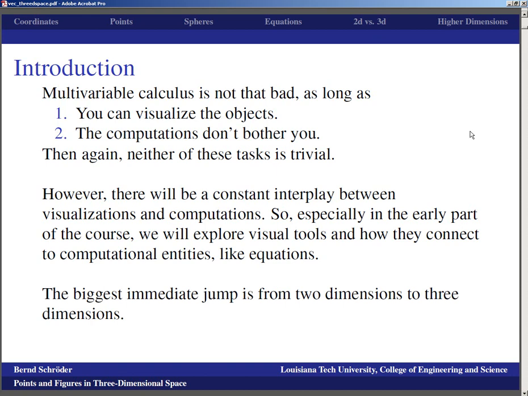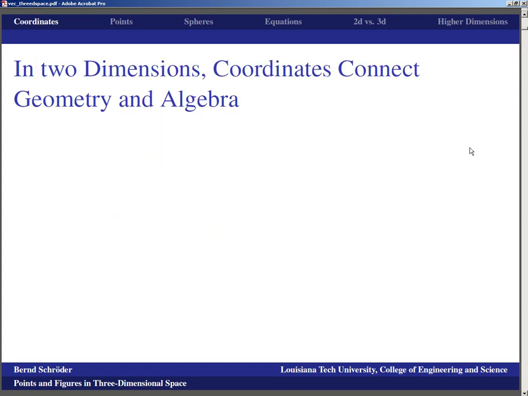Okay, so the biggest immediate jump that we're going to see right away is as we're going from 2 dimensions to 3 dimensions. And let's see how that goes.